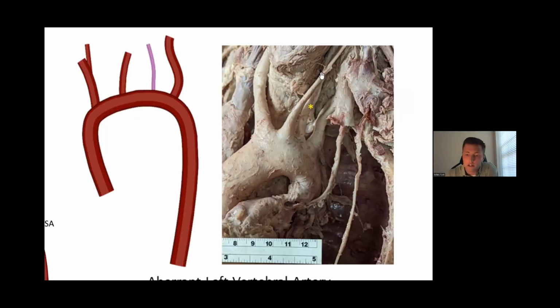So if we follow it here, it's heading up this way, and it's going to enter into the cervical facets, which are holes in the cervical vertebrae that bring it into those structures I had just mentioned.